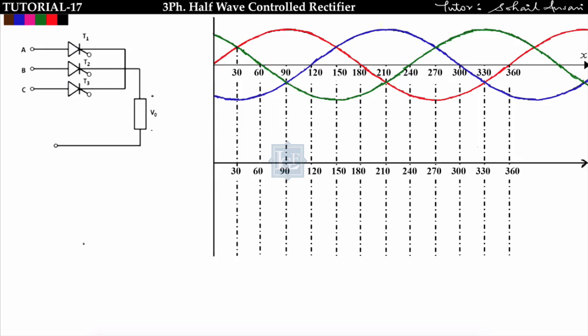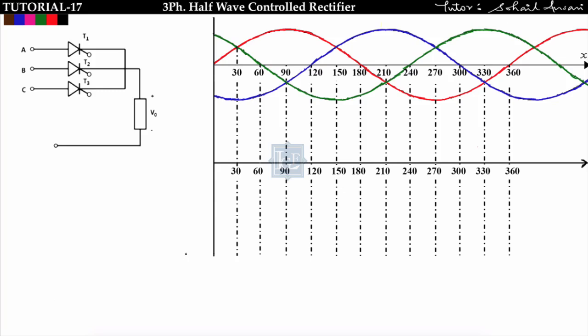There I explained the concept that when 3 diodes are connected in common cathode configuration, the diode whose anode potential is maximum will conduct. But here this is not the case. Here 3 thyristors are connected, so thyristor T1 will conduct only when it is triggered. If I do not trigger the thyristor, then it won't conduct.